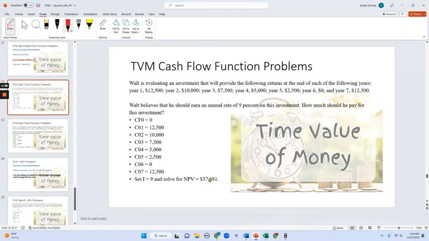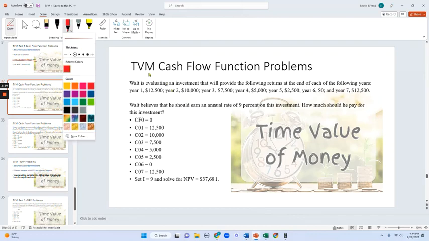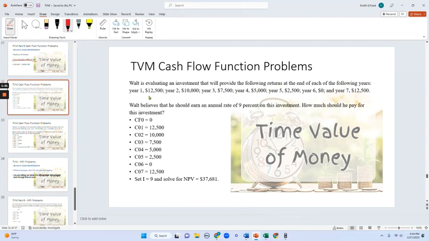So let's look at a cash flow function problem. Walt is evaluating an investment which will provide the following cash flow returns for these years. In year 1 you'll be getting $12,500, in year 2 $10,000, year 3 $7,500, year 4 $5,000, year 5 $2,500, and by the time you get to year 6 you get nothing. But there is another one in year 7 of $12,500.